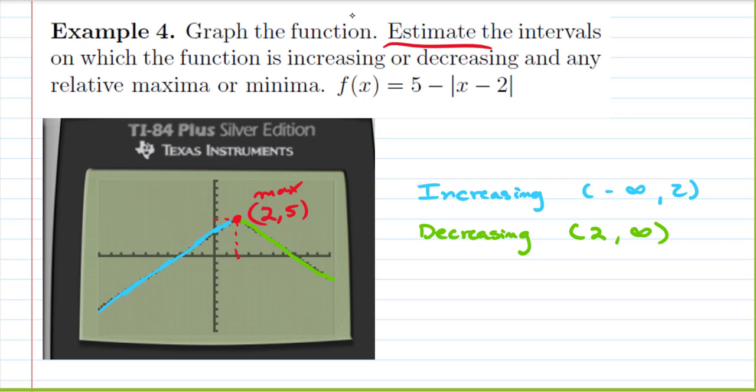And just as a bonus question, we weren't asked this, but what would its range be? Well, smallest y to the largest y. Well, what's our largest y value going to be? 5. So then we're going to get that our range goes from -infinity to 5.